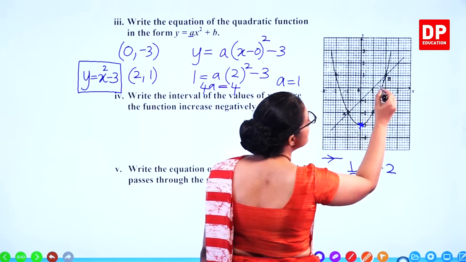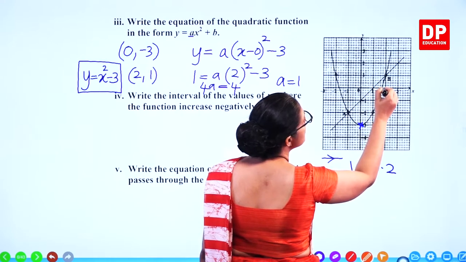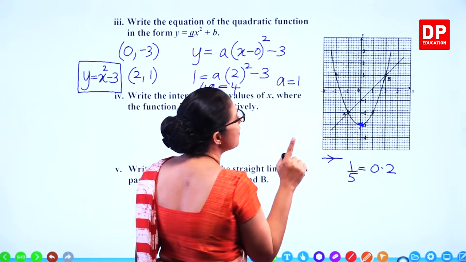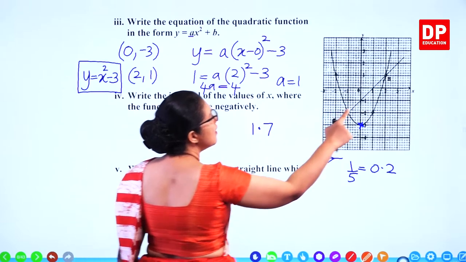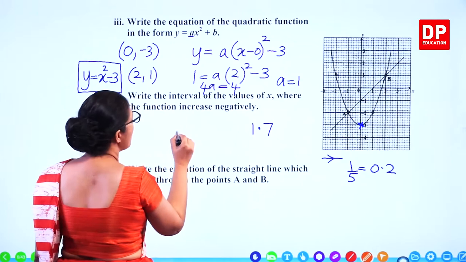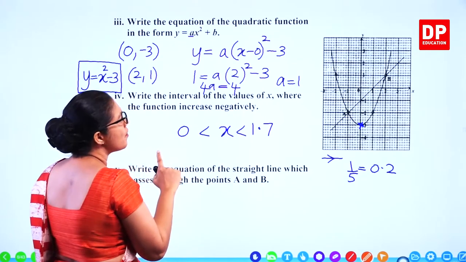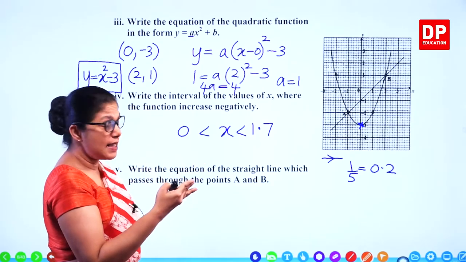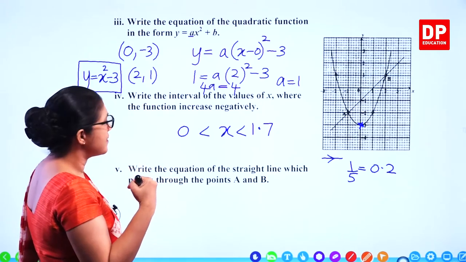Now we'll read this point. So 1, 2, 4, 6 in between, 7. So 1.7 is the value here, and here is 0. So how can you write it down? x is in between 0 and 1.7. The function is increasing negatively because it's below the x-axis.